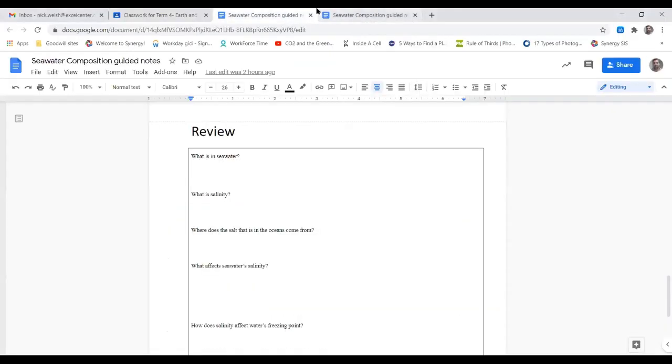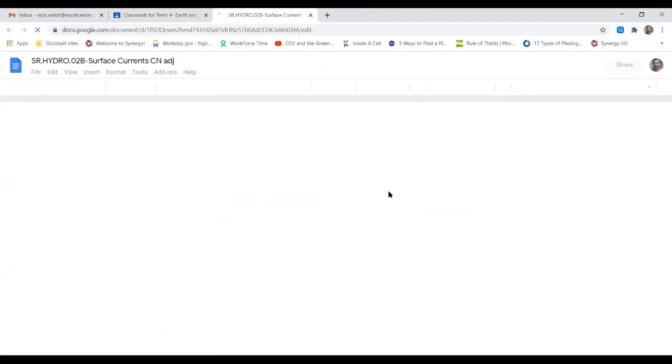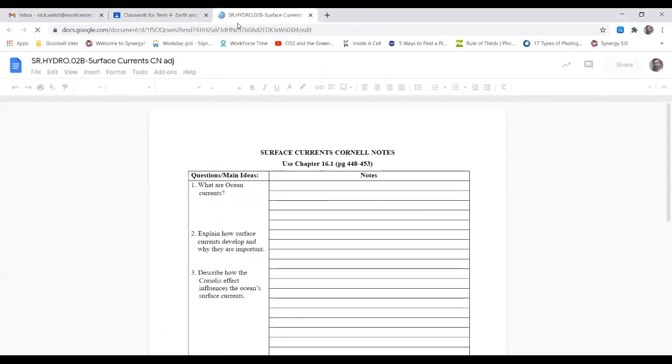So like I said, now we're doing surface currents, CN, which stands for Cornell notes. These are a little bit different. We'll talk about them. Let me go ahead and share that screen so we can talk about how these work versus the guided notes. All right, so if we click on the surface currents, Cornell notes work a little bit differently. It's just a different note strategy.